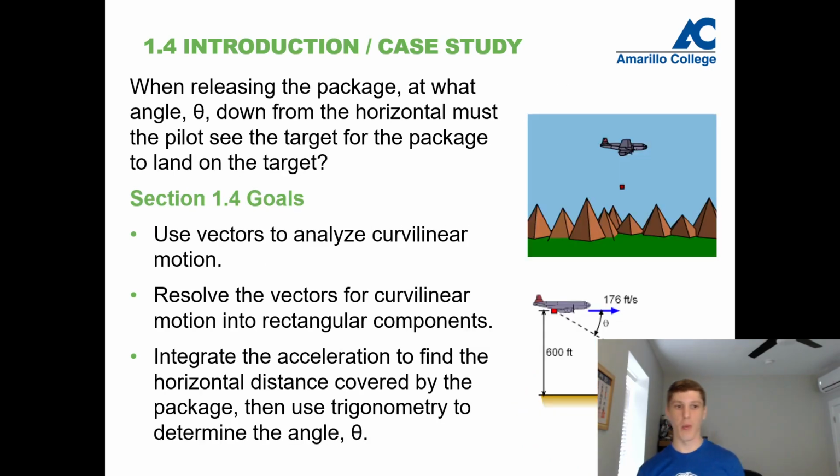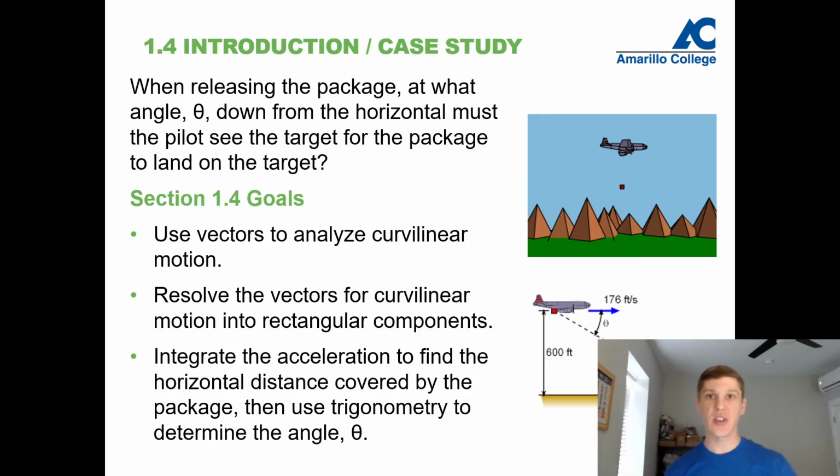Okay, so we have a little bit more of a drawing here. When releasing the package, the question we're asking ourselves is at what angle theta down from the horizontal should the pilot see the target in order to land the package on target? So the pilot's looking out the front window. Down below him, he sees the ground. At what angle downward to the ground should he see the target in order to release the package and have that package then land on the target?